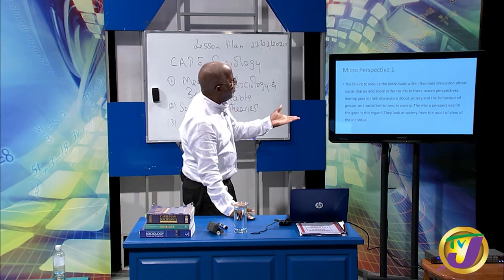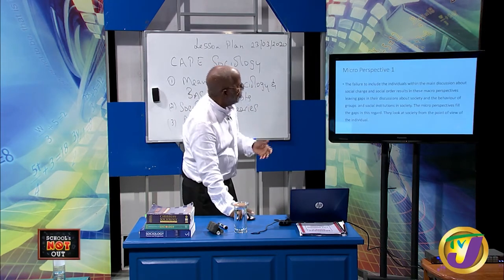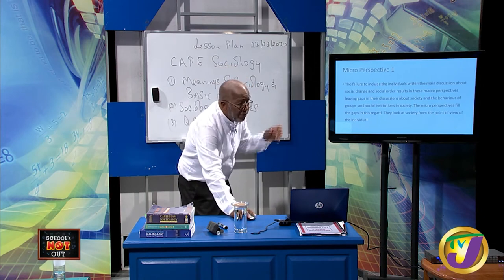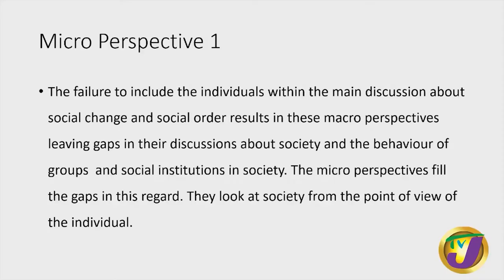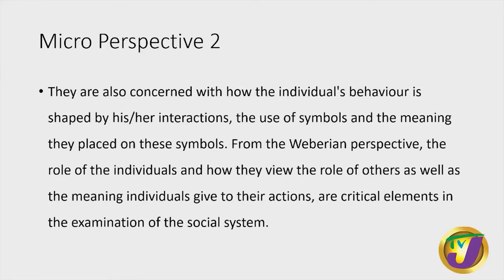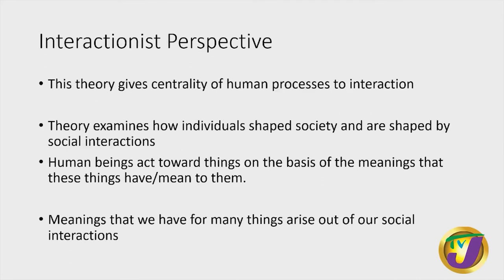Again, the micro perspective looks at society from the point of view of the individual. Different from the macro, which is a top-down view, they take a view from the level of the individual. They are also concerned with how the individual shapes, or is shaped by, interaction and symbols. This theory gives centrality to human interaction. This is really just looking at how we interact, how we develop ways of interacting, and how we give meaning to symbols as we interact.